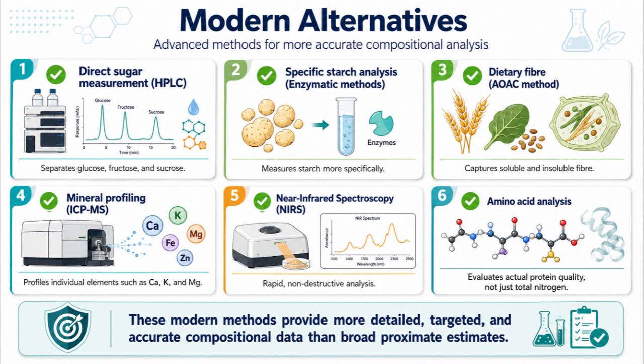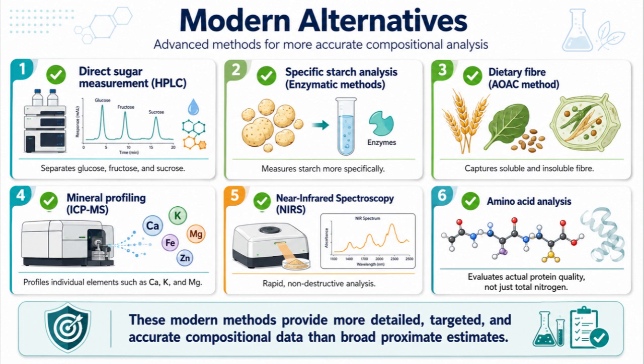Fourth, mineral profiling using ICP-MS. Proximate analysis gives you total ash, but it doesn't tell you which minerals are present. ICP-MS, inductively coupled plasma mass spectrometry, can measure individual elements, like calcium, potassium, magnesium, iron, and zinc, at very low concentrations. Fifth, near-infrared spectroscopy, or NIRS.